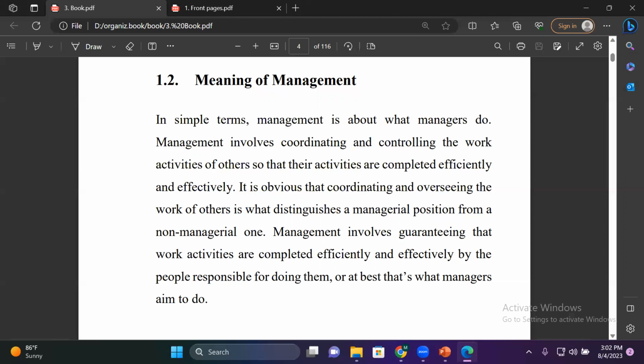Management involves coordinating and controlling the work activities of others so that their activities are completed efficiently and effectively. So what you have to focus on is that management will be coordinating and controlling work activities. So we do plan, we do organize, then we go for leading. Likewise, we will be coming into different elements as per how we have to contribute to the management.